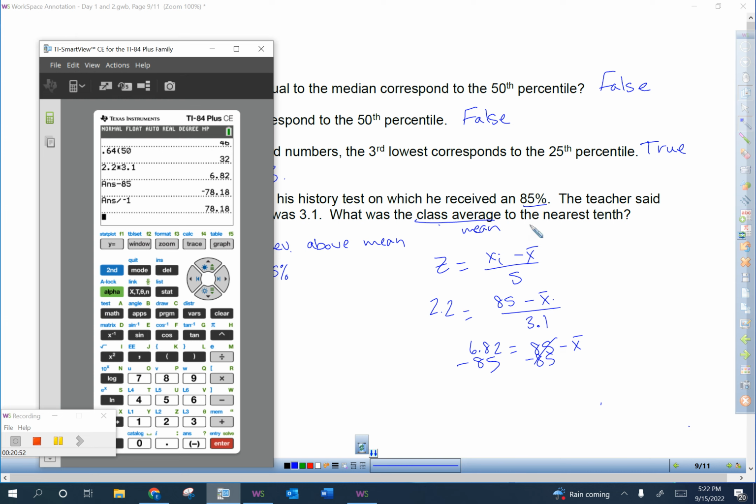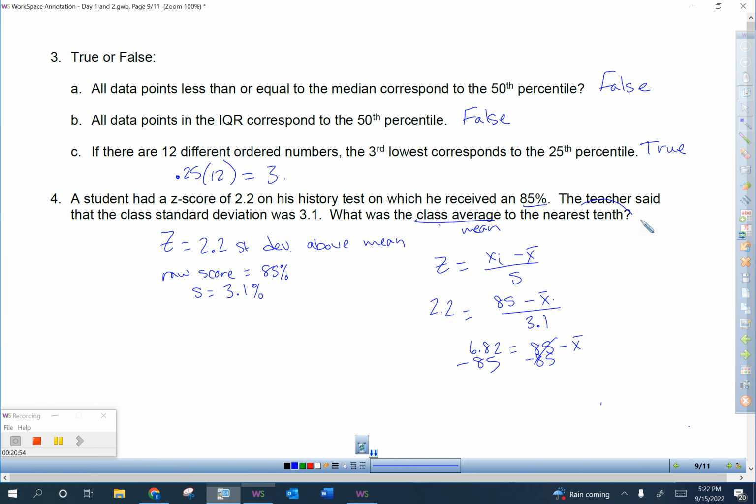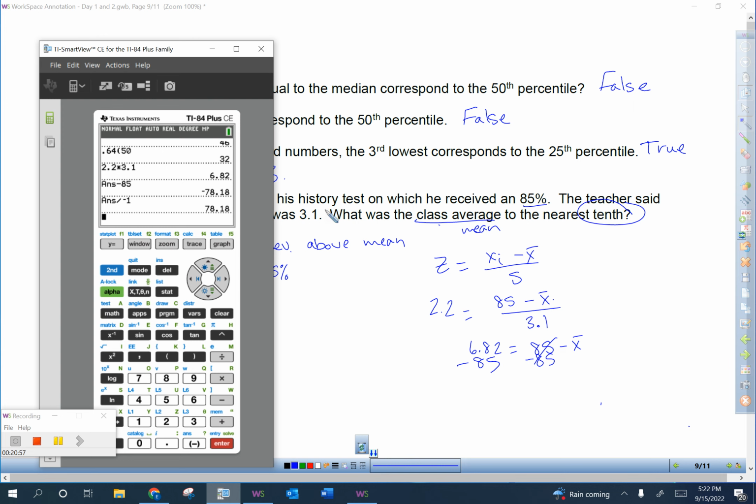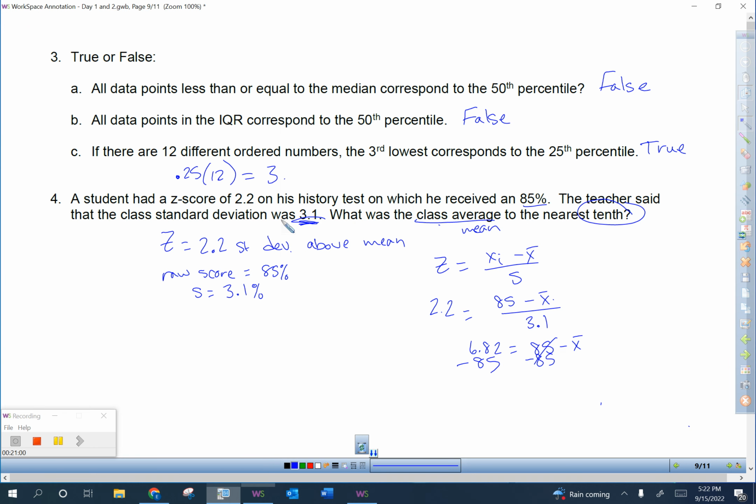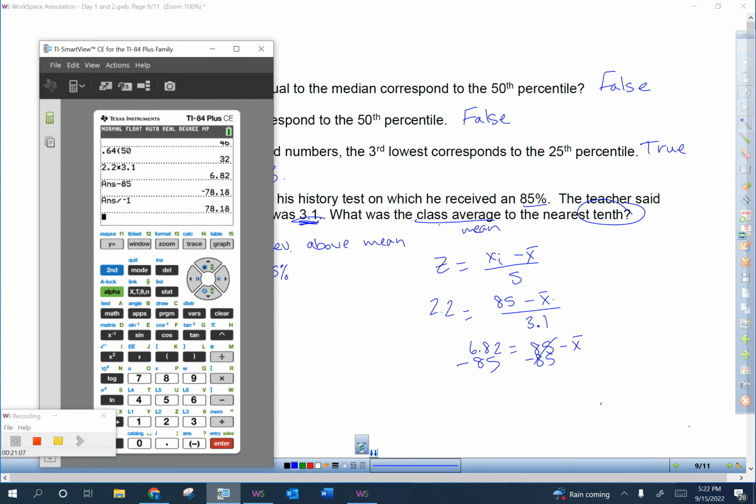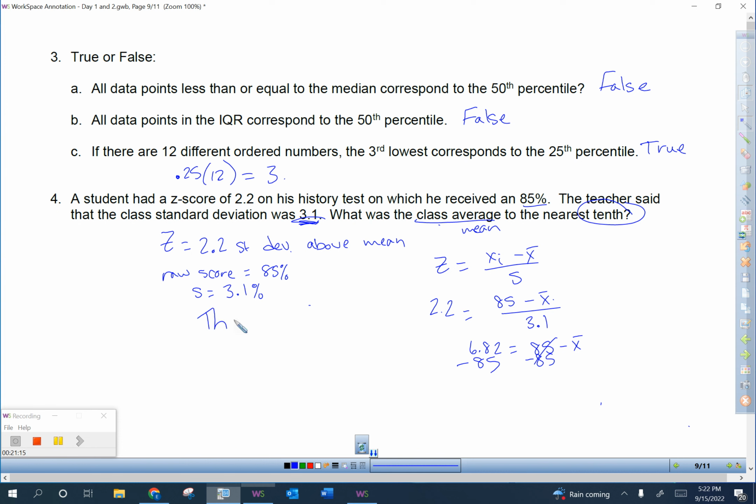It says, what was it to the nearest tenth? The reason they're asking you to round to the tenth, even though this came out to 2 decimal places, is remember, standard deviation is an irrational number, so they likely rounded that anyway. So that's why we're cutting it off a little bit early here. So we're going to say that's about 78.2%. So the average was approximately 78.2%.